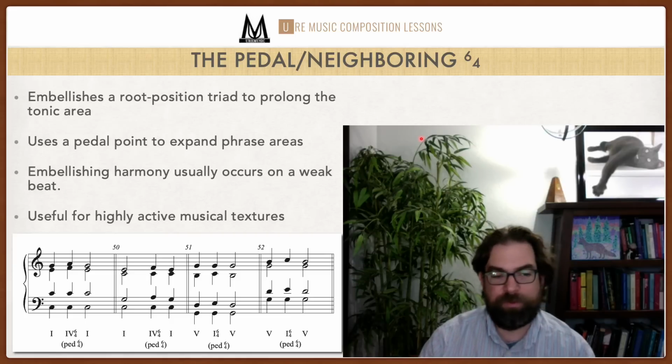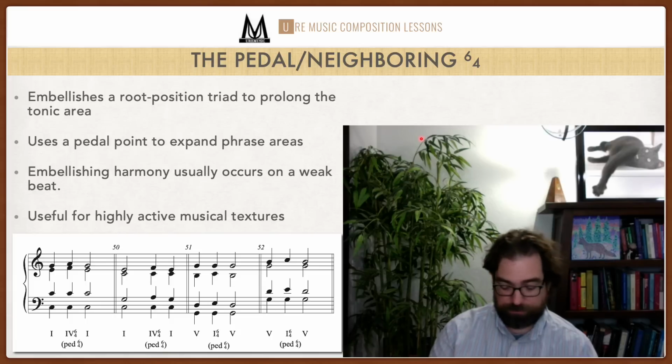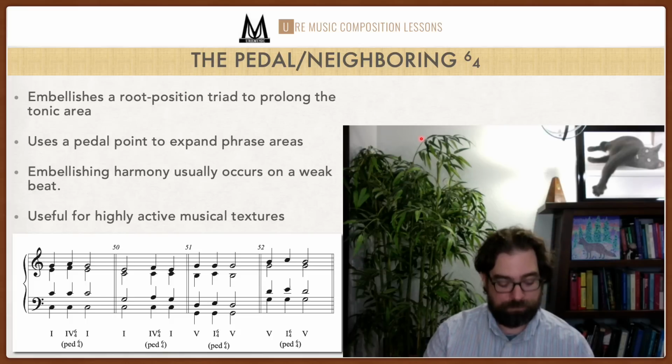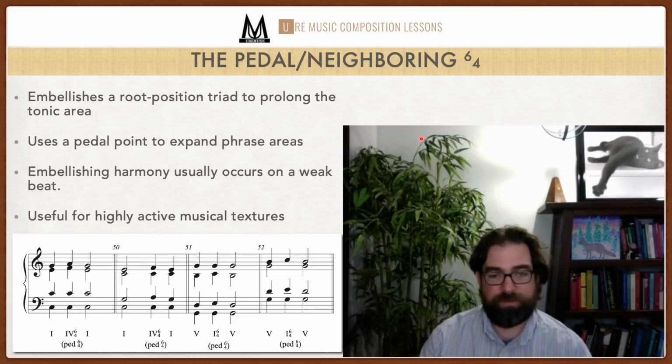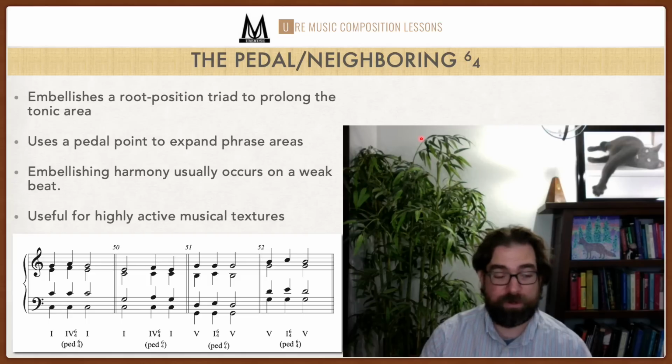So if you look at measure 51 and 52, you'll notice in the key of C, the bass note is a G. So in this case, we are embellishing the dominant area. So this 5 chord here, if I were to play it, sounds very strong. So it gives this really powerful embellishment of the dominant area. So you can see that the pedal or neighboring 6/4 can embellish either the tonic or the dominant area.